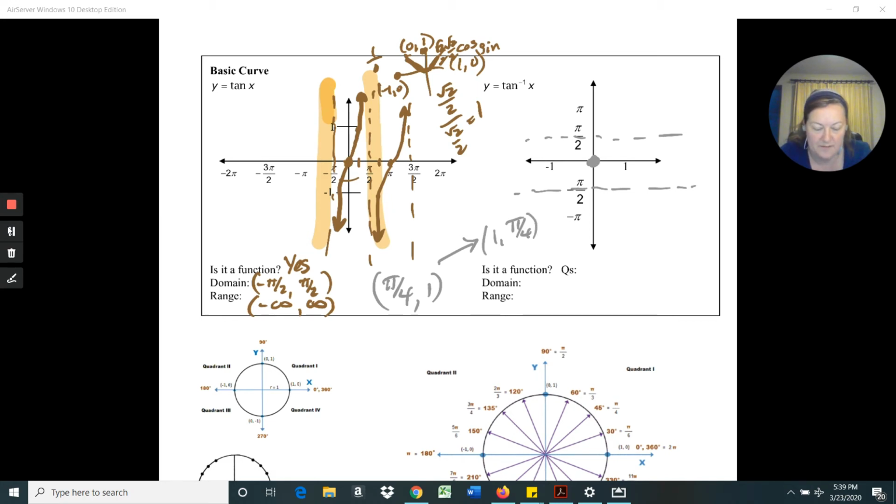So 1 pi/4. So it's going to go this way. So this way, and then this one would have been -1, so this one goes this way. So again, we're just going to focus on the ones between here and here, okay?